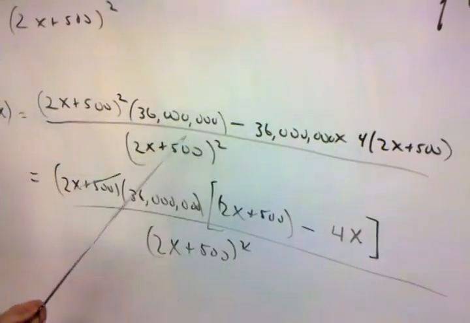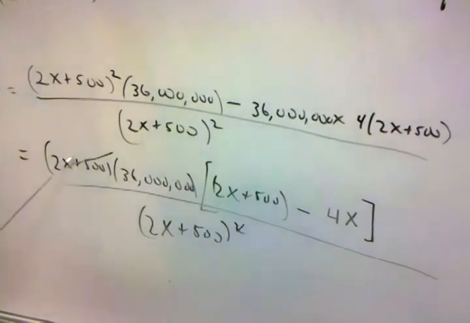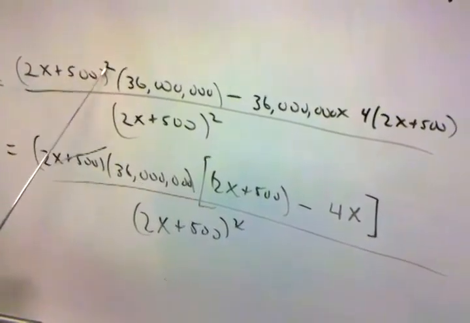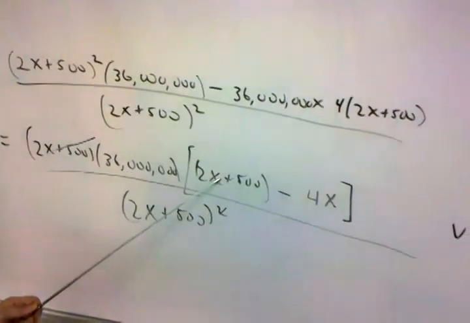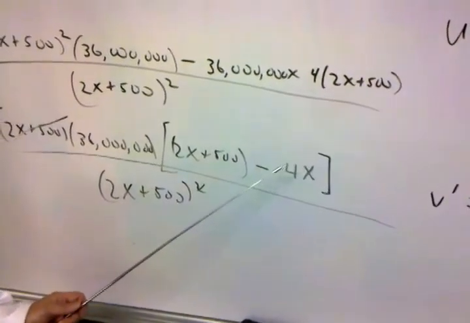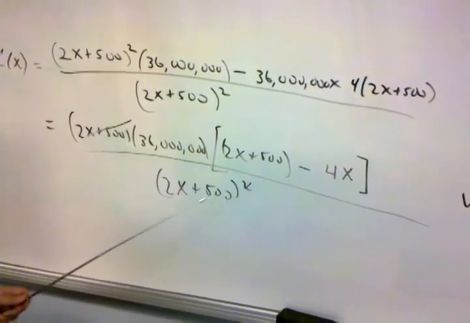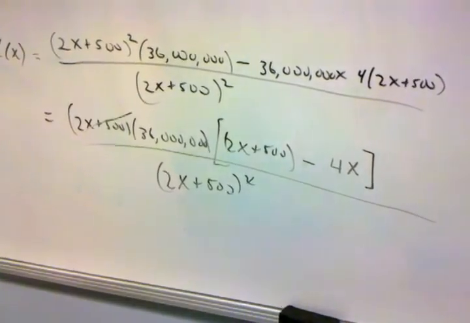We're going to factor out from the top a 2x plus 500 and a 36 million. So it's 2x plus 500 times 36 million times all that's left over here, which is 2x plus 500. And after we factor this out and this out, all that's left is 4x. This 2x plus 500 and this 2x plus 500 squared cancel. That leaves us with the following.